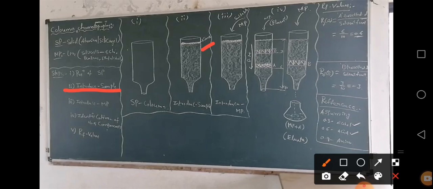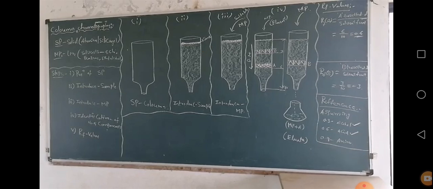Again, I am repeating the introduction of the sample. Take the given sample mixture and add a small quantity of ether to convert it into a paste. That paste is applied on the upper side of the column, as shown in the figure, Roman numeral 2. That is about the introduction of the sample.